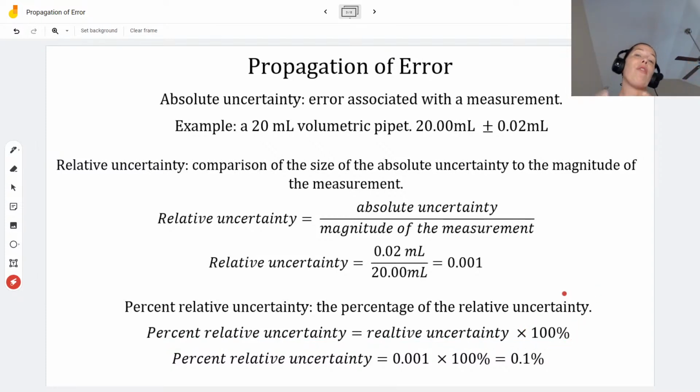So continuing with our volumetric pipette example, we would just take our relative uncertainty, which we've calculated, and you can see down here, multiply by 100%, and this would give us our percent relative uncertainty. And we're going to need to be able to work with both the absolute uncertainty, which is usually what is given when you have a measurement, but we're also going to need to be able to calculate percent relative uncertainty and also take percent relative uncertainty and go all the way back to absolute uncertainty. So again, these are kind of the two main types of uncertainty that we are going to use as we do our calculations to propagate our error.